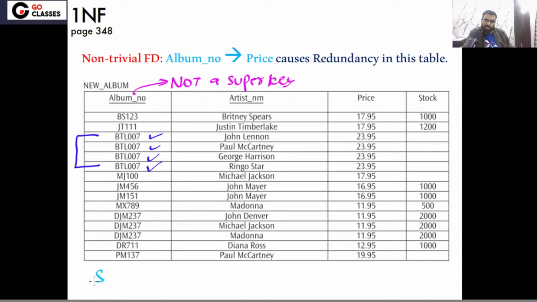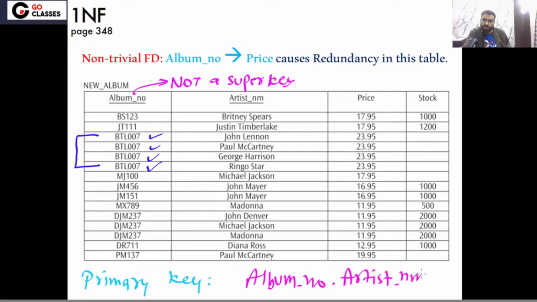Okay, so let me tell you here. Here the primary key is album number, artist name. So remember, this is the primary key. Is this clear? Because you can see album number is not a candidate key, not a super key, because this value is repeating. And you can easily notice that album number determines price.